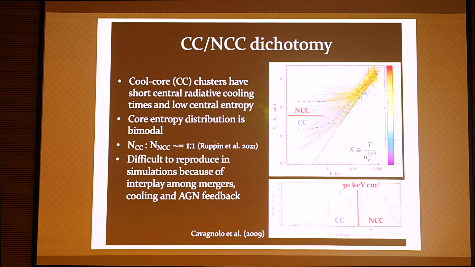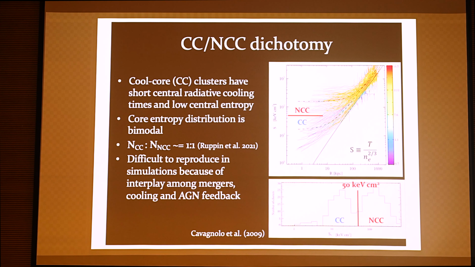If we compile a sample of clusters and plot the distribution of the central entropy, we find that the distribution is typically bimodal. Therefore, we can categorize the cool-core clusters as having a pretty low entropy profile, core entropy below 50 keV cm², whereas the non-cool-cores have higher entropy in the cluster cores. And very interestingly, observations have found that the cool-core and non-cool-core fraction is about 1:1.